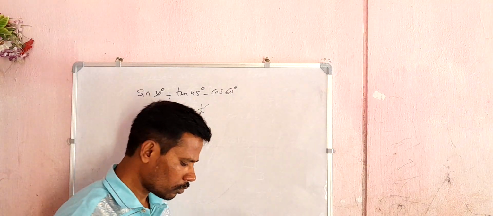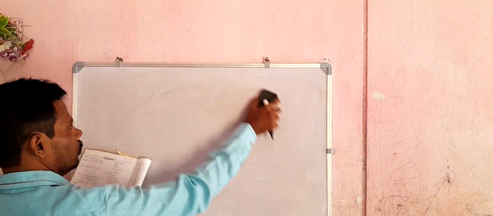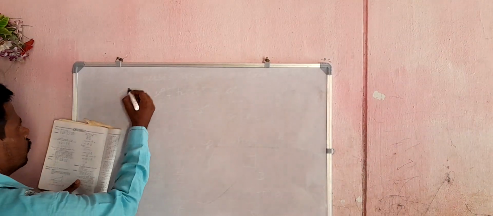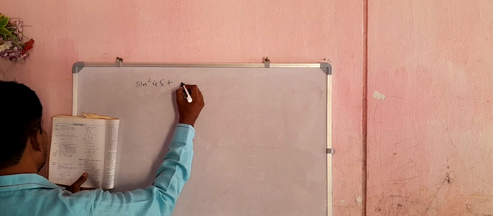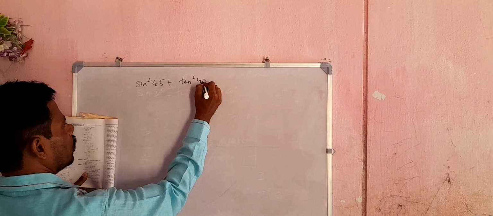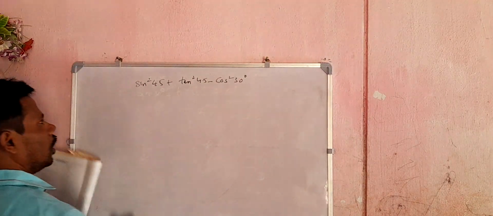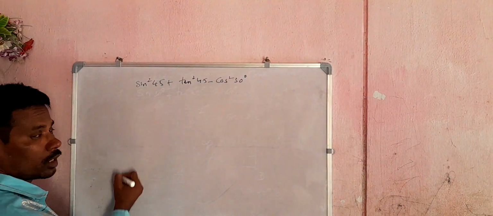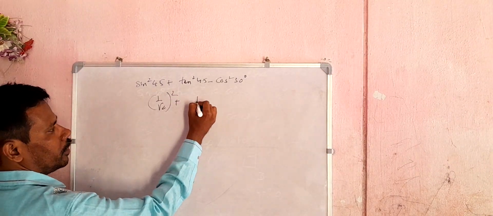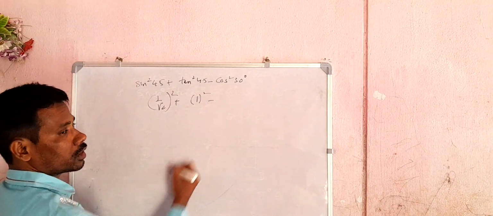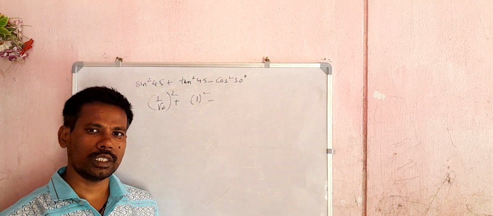Next one. Sin square 45 plus tan square 45 minus cos square 30. How will you do this one? Sin 45. What is the value of sin 45? 1 by root 2. Tan 45 is nothing but 1. Square it. Cos 30. Is cos 30 root 3 by 2 or 1 by 2? Cos 30 is nothing but root 3 by 2.